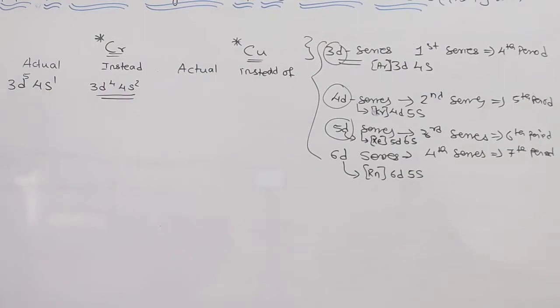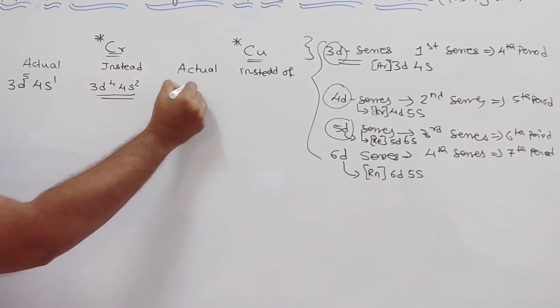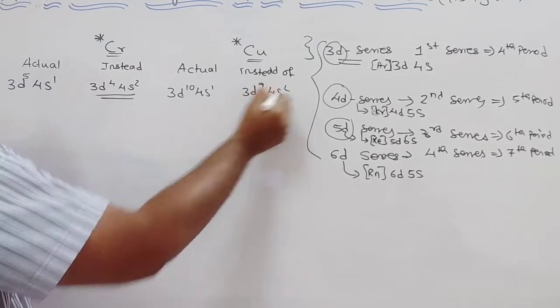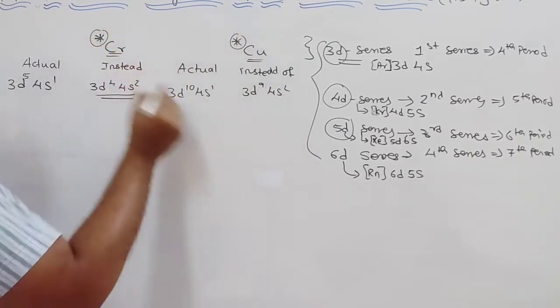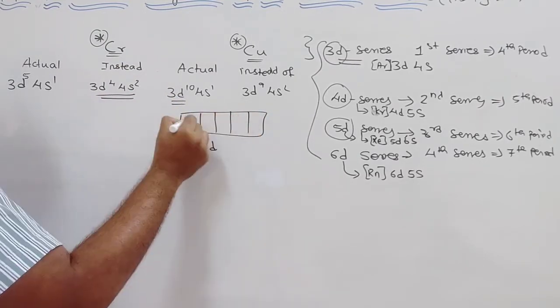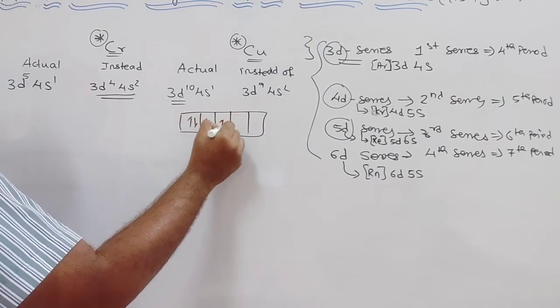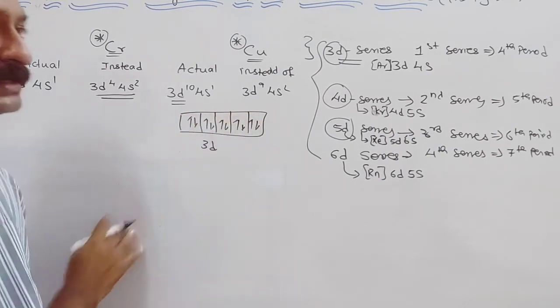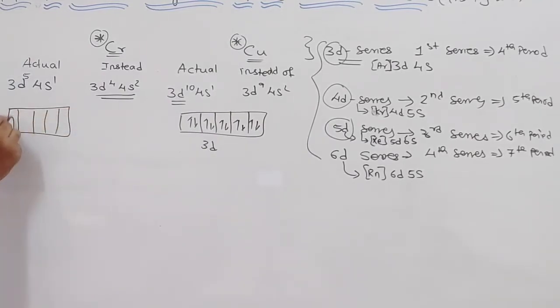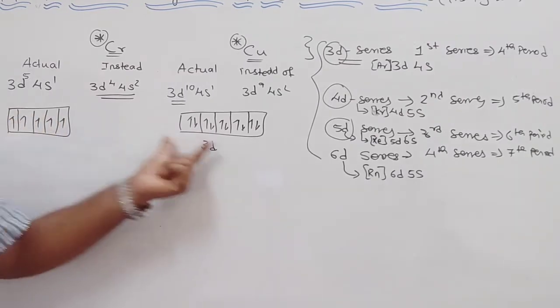And when we say copper, what we call it as 3d10 4s1 instead of 3d9 and 4s2. Right? When I am talking about the 3d orbital, when the 3d orbital is completely filled, in this case 3d10, it is completely filled. And in the other case, it is half filled. So half filled and completely filled.